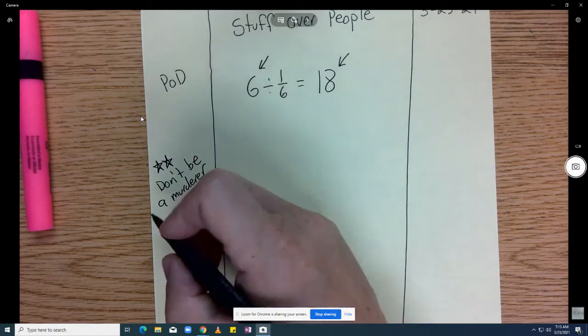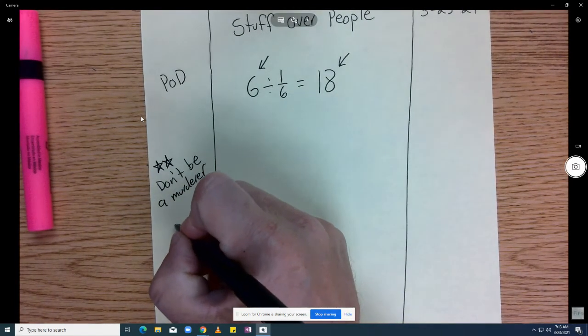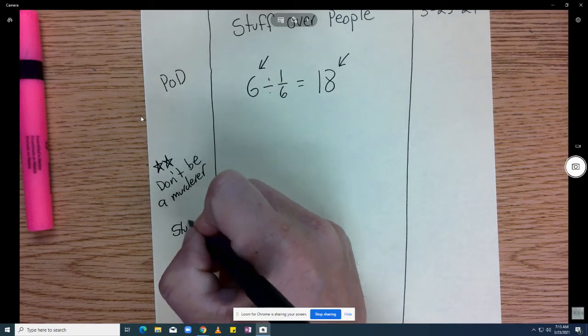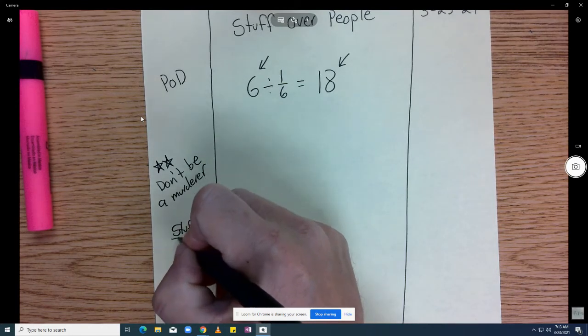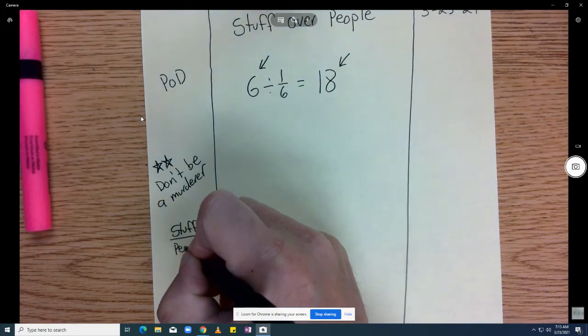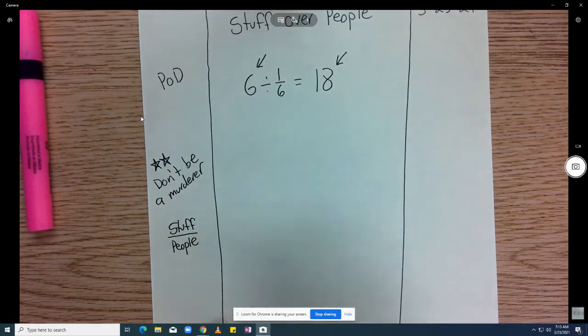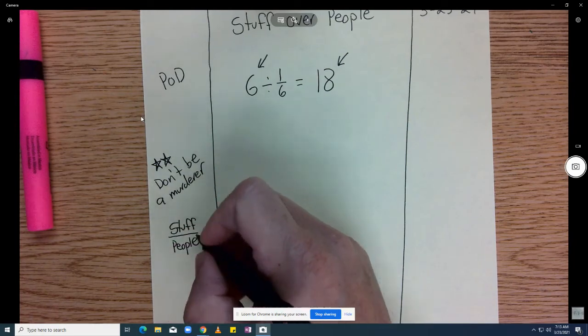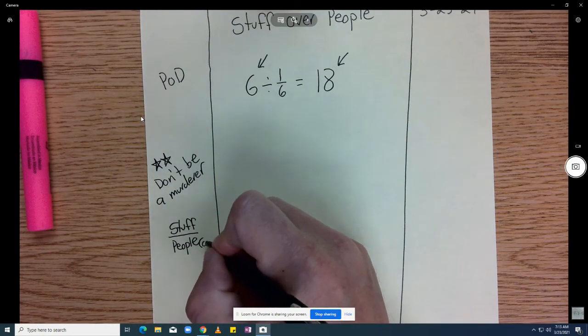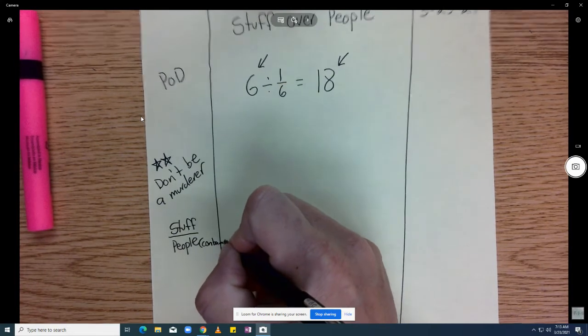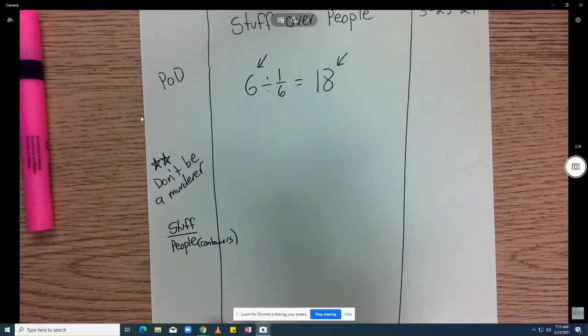Also, these problems are called stuff. Whatever stuff you have divided by the number of people you have. Or you can think of it like this. Stuff divided into containers. Containers. Maybe into cups or different things. It all depends on the situation of the word problem. Okay?